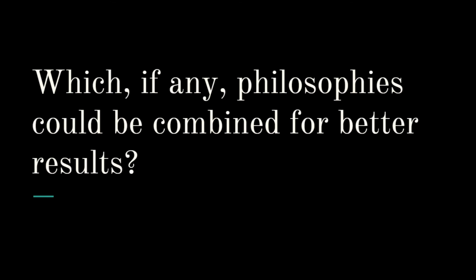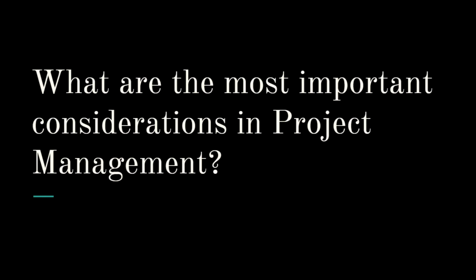Which, if any, philosophies could be combined for better results? If you could combine Lean Manufacturing, Six Sigma, and Theory of Constraints, your business would both eliminate waste and defects, and increase throughput. Whereas concepts like Kaizen, Lean Manufacturing, and Six Sigma all focus on built-in quality and doing things right the first time.